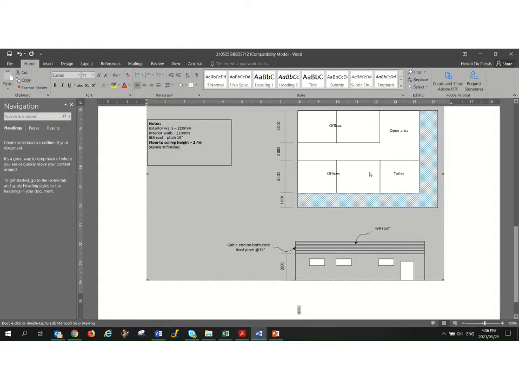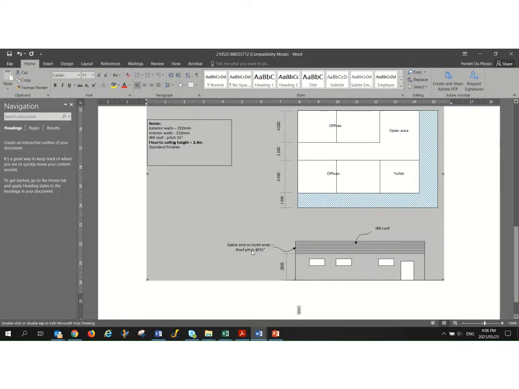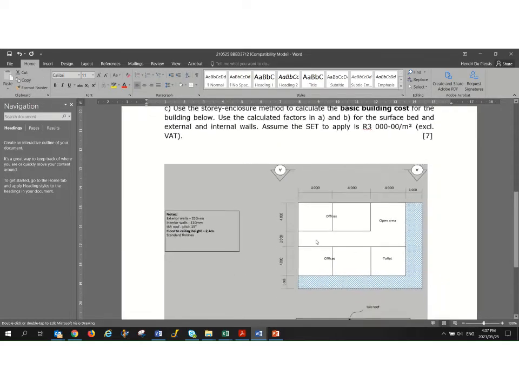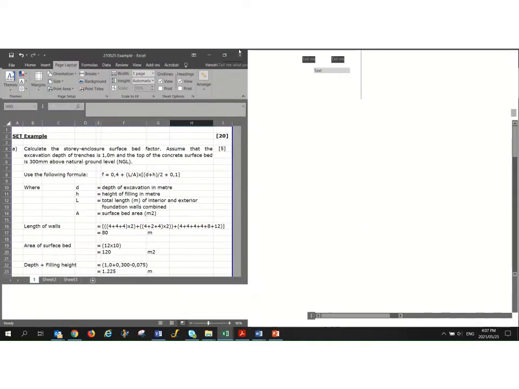Okay, and then we've got the external perimeter, and we can see the blue hatching is some paving also included in this drawing, and then we can see that the height from the natural ground level up to the roof plate is 2.8 meters. Okay, sorry, not from the natural ground level, from the top of your surface bed up to your roof plate is 2.8 meters. Okay, so that's the basic information that's given. So let's have a look at question A and how to approach these questions.